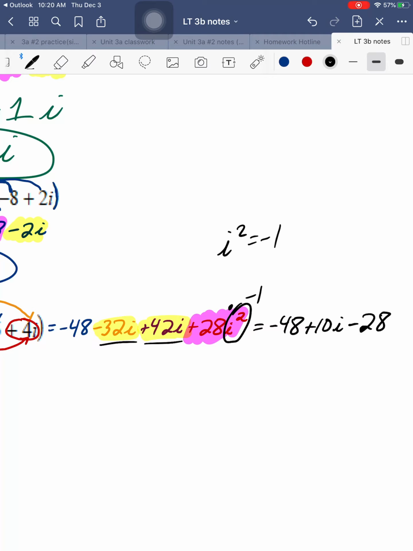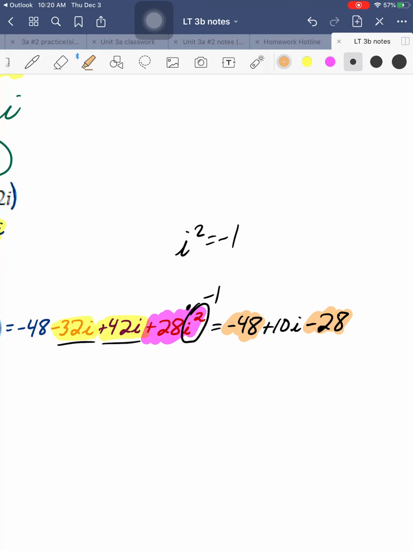Well, that's pretty cool because the i squared goes away, and now we actually have like terms again. We have negative 48 minus 28. And I think I ran out of room here, or maybe I can squeeze it in. Negative 48 minus 28 is negative 76. And then plus 10i. And there's your final answer.